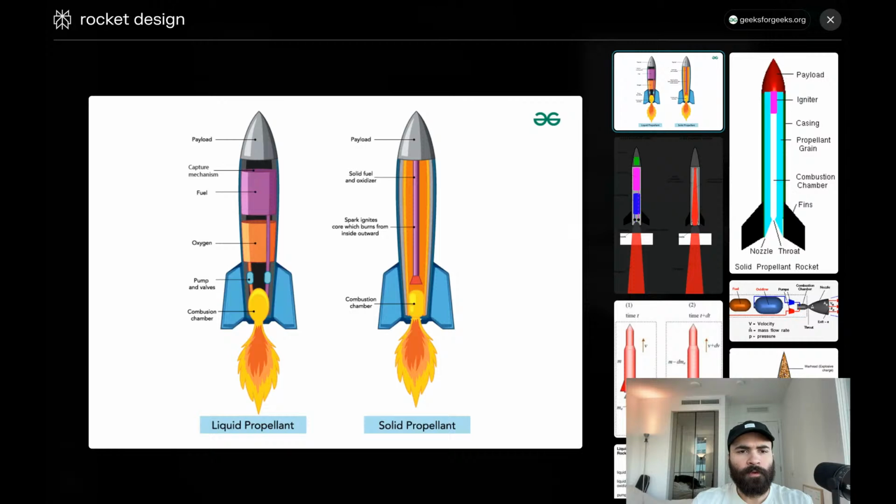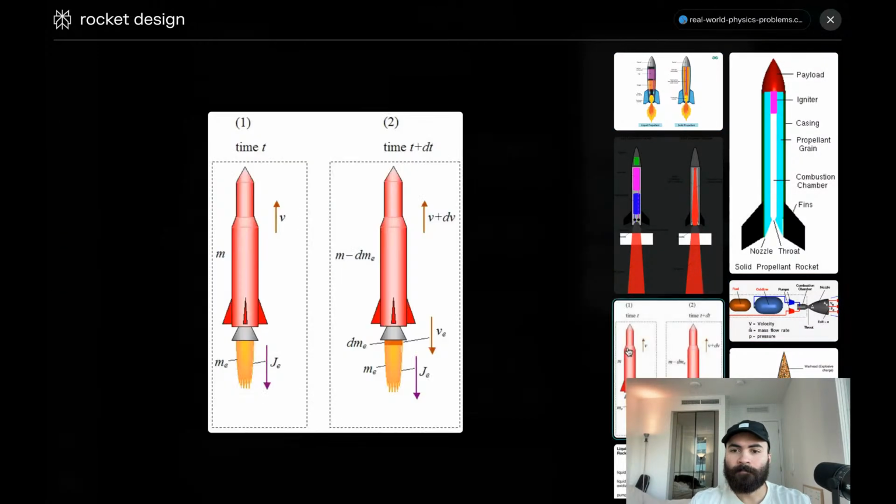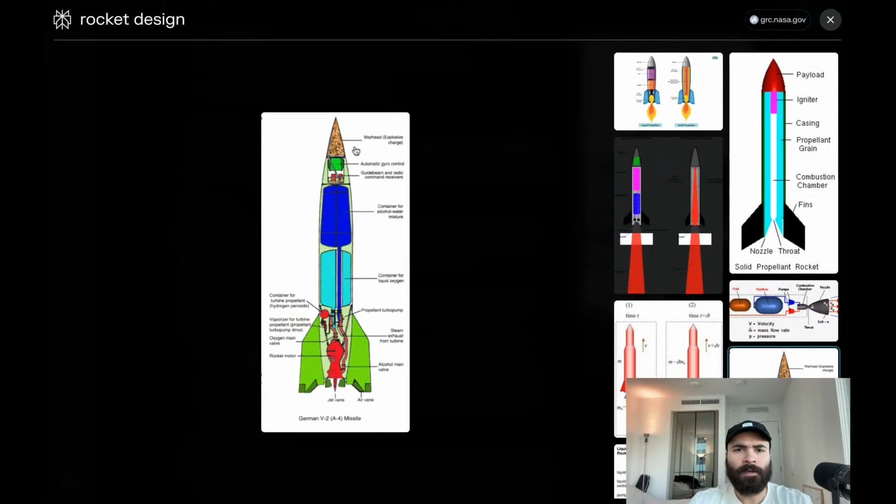Payload capture mechanism, fuel, oxygen, pump and valves, combustion chamber, spark ignites core which burns from. So this was interesting. Konstantin Tsiolkovsky wrote about rockets in around 1923 or 1906, I feel somewhere around there. What he wrote about rockets and the design that he made around 1906, it was very interesting that 50 years later, when we actually made rockets, the rockets that were sent to the moon, they actually looked very similar to that. So yeah, he was a pioneer in design.